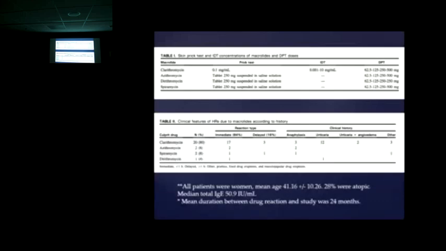Yes. And a lot of these studies actually didn't even mention the breakdown of gender and things like that. So it is.